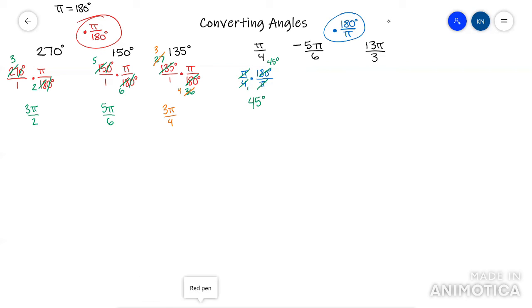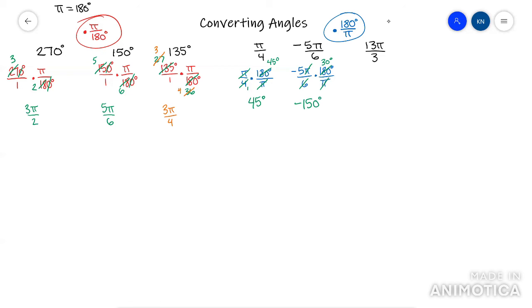Let's look at another one. Negative 5 pi over 6. You're just going to times by 180 degrees over pi. So I would probably cancel the pi's. I would do 6 goes into 180 30 times. Then I just do negative 5 times 30 degrees is negative 150 degrees.